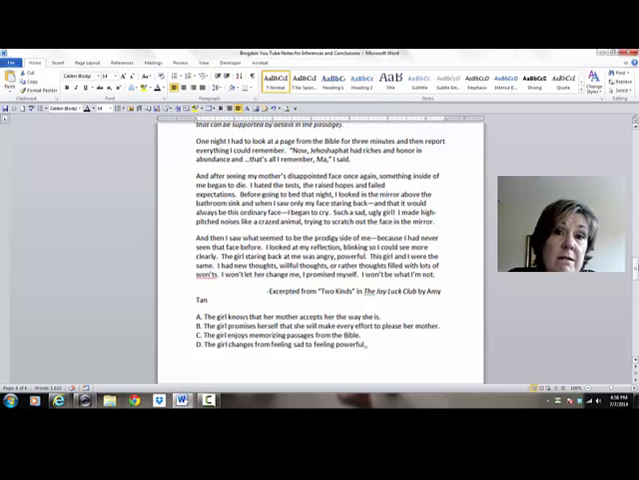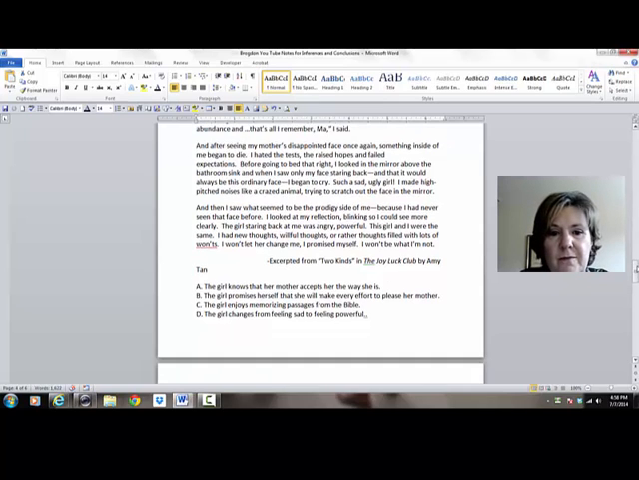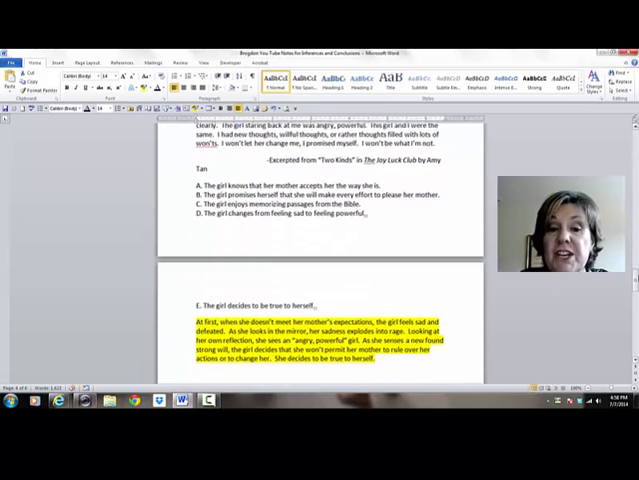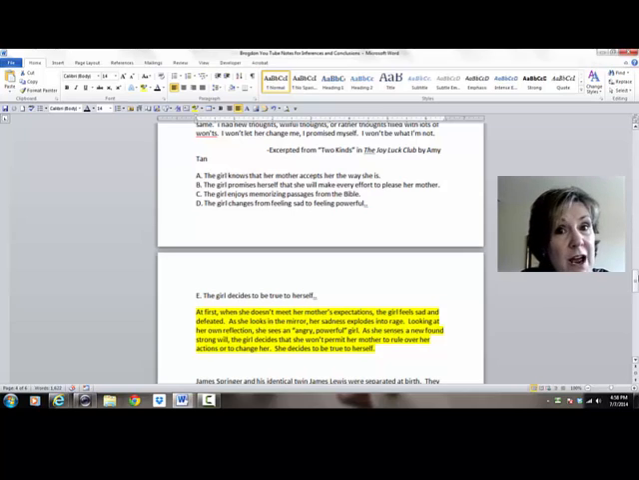Now, can we infer that the girl knows that her mother accepts her the way she is? I don't think so. She said disappointed. She promises herself that she will make every effort to please her mother, or she enjoys memorizing passages from the Bible, or that she changes from feeling sad to feeling powerful, or that she decides to be true to herself.